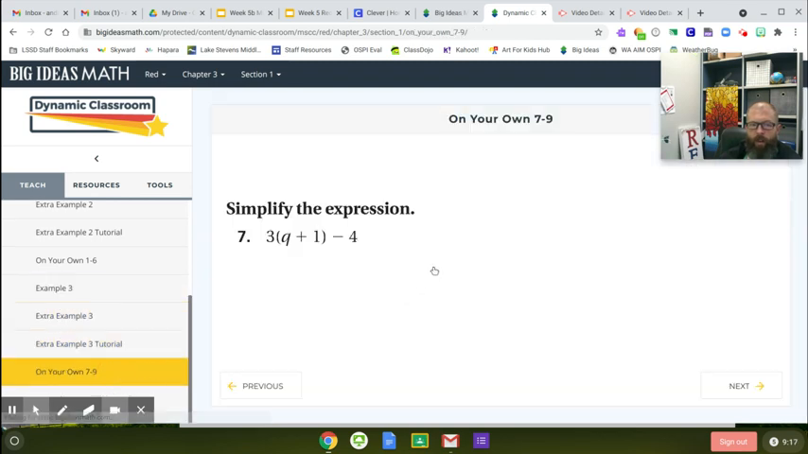All right, let's try a few on your own. So we got 3 problems here. We're going to distribute the 3 times the q and the 1. Negative 2, distribute it here and here. And 4, distribute here and here. So try those. Ready? 1, 2, 3, pause.